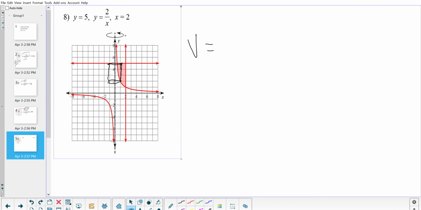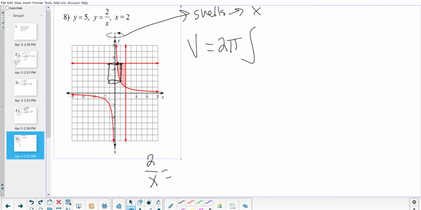Okay, so volume. Oh, y-axis, and we're doing shells, so that means in terms of x. So we've got 2 pi, and then this goes from whatever the x value is there. Actually, I don't know what that is, so I need to solve for that. That's when 2 over x is equal to the line 5. Remember these just switch places, so that means x equals 2/5. So we're going from 2/5 to the other x value, which is clearly 2.